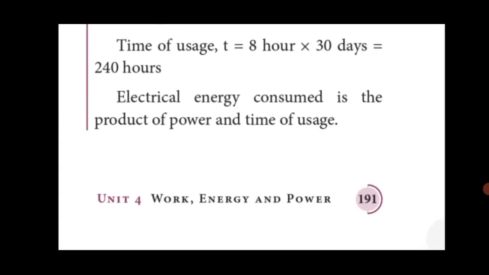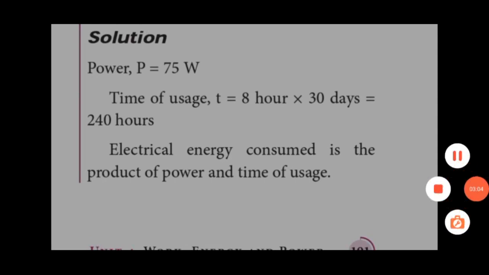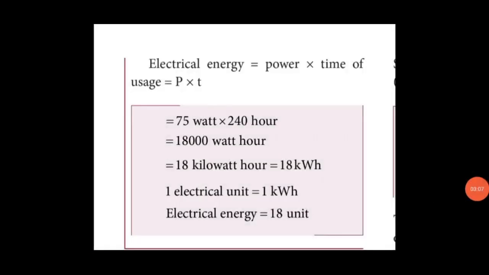Then the electrical energy consumed is the product of power and time of usage. So electrical energy is equal to power into time, that is P into T. The P value is 75 watt, and the T value is 240 hours. So that is equal to 18,000 watt hour, which is 18 kilowatt hour. We know that one electrical unit is equal to 1 kilowatt hour. So 18 kilowatt hour is nothing but 18 units. That much electrical energy is consumed.